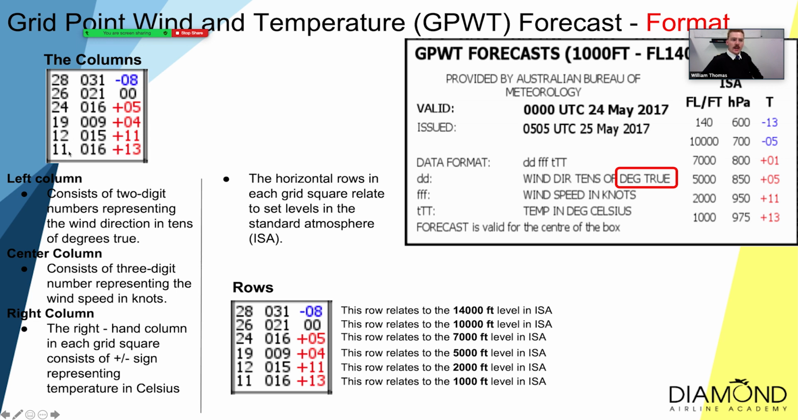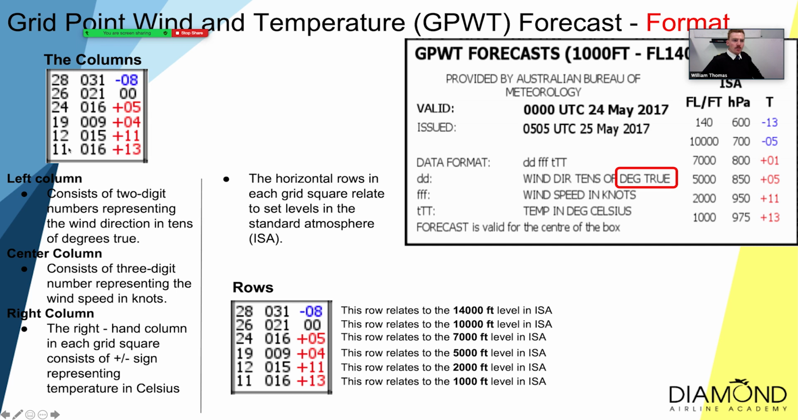So that would equate to 110 degrees true. Then the 016, that's the FFF, or wind speed in knots. So in this case, 16 knots. Then the 13 is the TTT. So temperature 13 degrees Celsius.